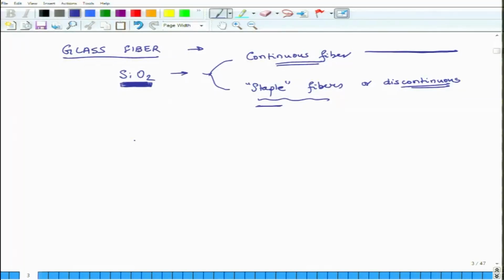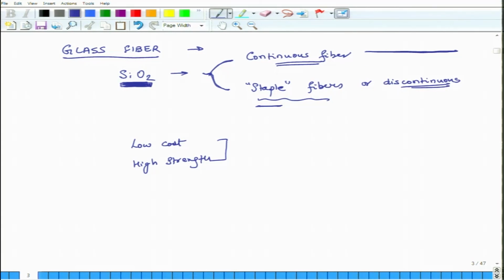So, again, two advantages: low cost and high strength. Now, these are the two categories which come in terms of length, but you can also have two different categories of SiO2 fibers. So, one way to look at them is whether the fibers are long or whether they are short.